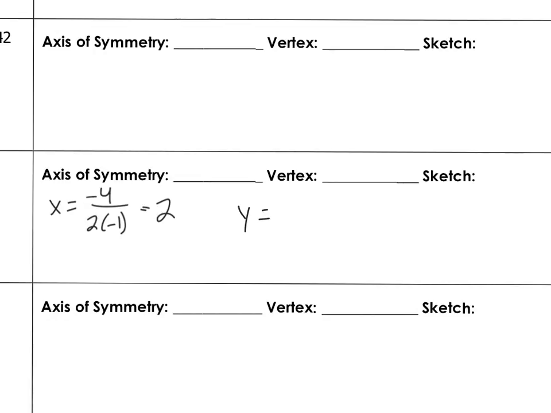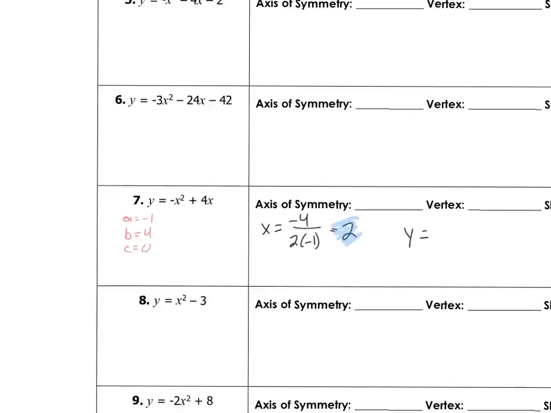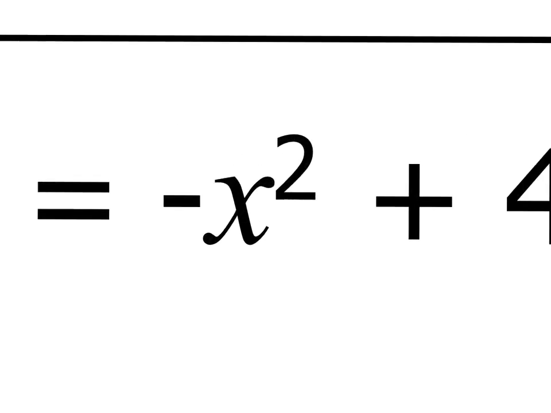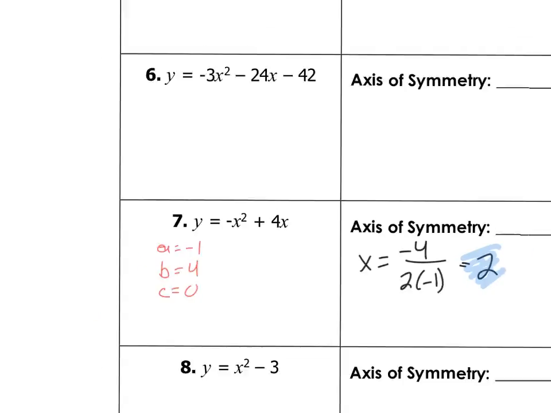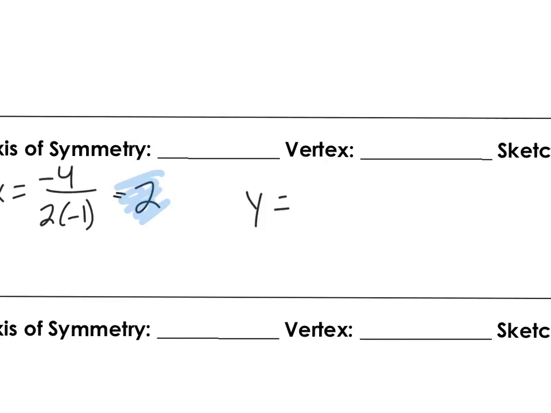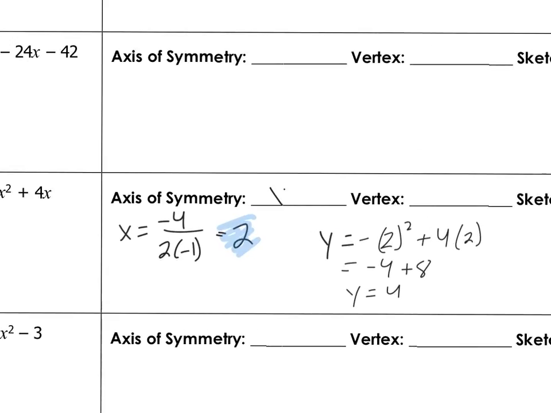So y equals, remember, this is a positive 2. The negative that's on the outside, we multiply that after we square whatever x is. So y equals negative, and then x is 2, but we're only squaring the 2, plus 4 times 2. So that's negative 4 plus 8, which makes y equal to 4. So our axis of symmetry again was x equals 2, and our vertex is (2, 4).